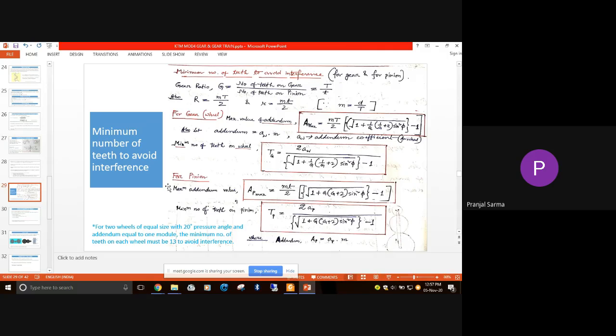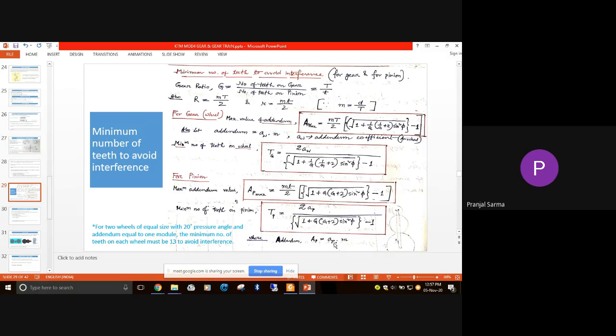Similarly for the pinion, we can get the addendum value, and from there we can get the minimum number of teeth required to avoid interference. In the case of the pinion also, we get the addendum by multiplying the addendum coefficient for the pinion with the module. Sometimes this coefficient itself is equal to 1, and then the addendum value for the wheel or the pinion becomes equal to the module.